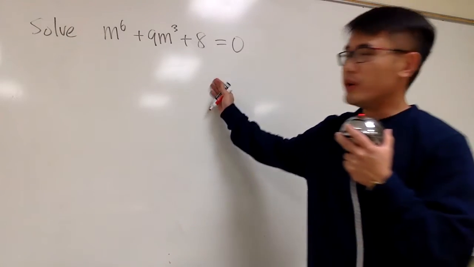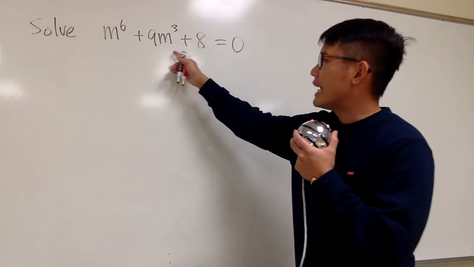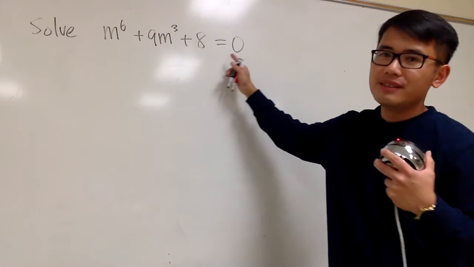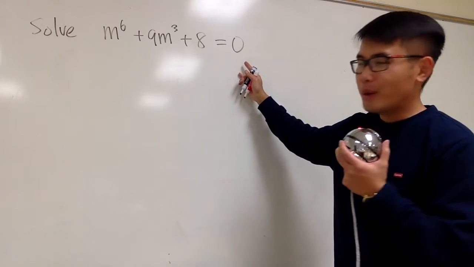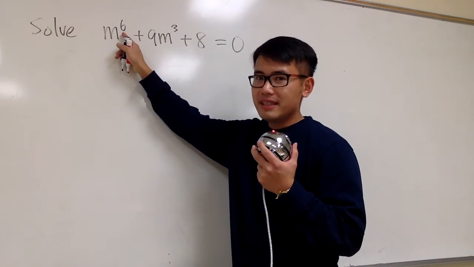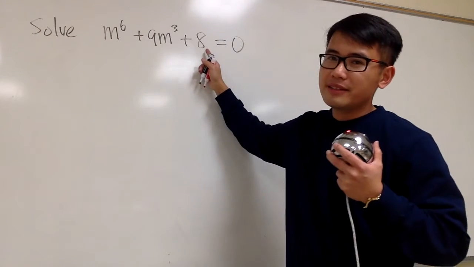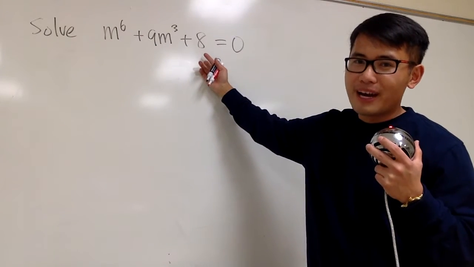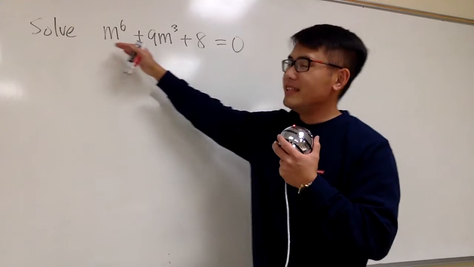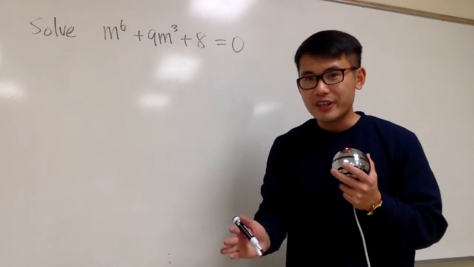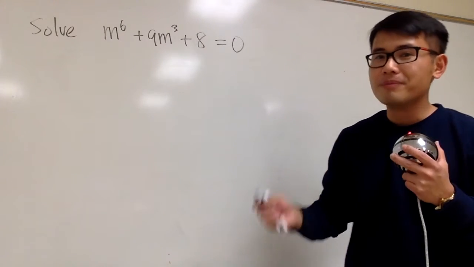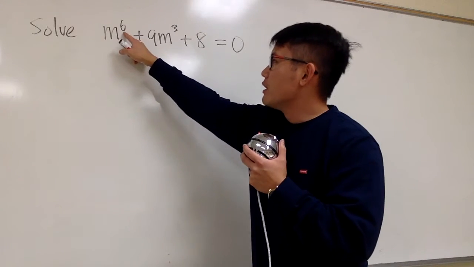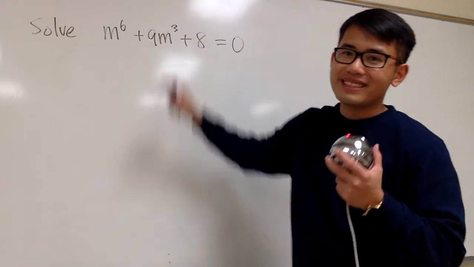Okay, we're going to solve this equation, m to the 6th power plus 9m to the 3rd power plus 8, equal to 0. Notice that the power right here is 6, and this is 3, and the third term doesn't have any power of m, right? That's good, because this is an equation in quadratic form, because the power here is twice as much as this one.